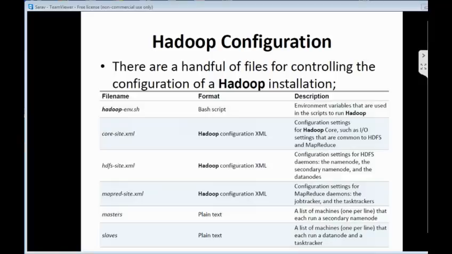Similarly, in your slaves file, you will be storing all your data nodes' URLs, that is, your data nodes' host names or IP addresses. That is what the slaves file will contain, line by line. This is something you need to understand in the bigger picture. So these are all the primary configuration files you need to understand. Let's move forward.